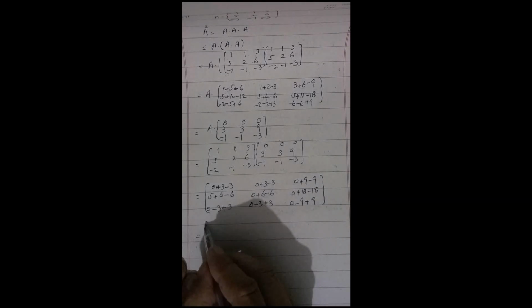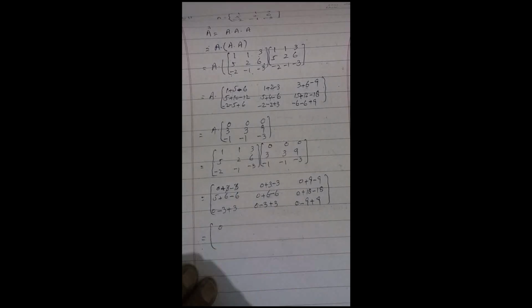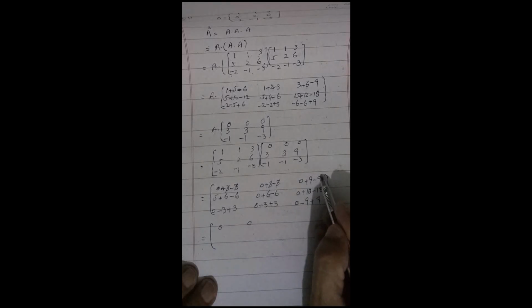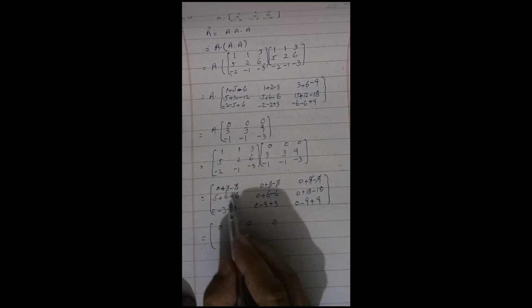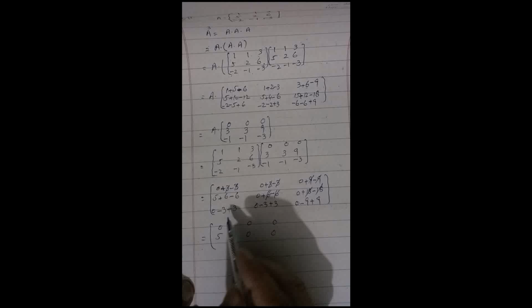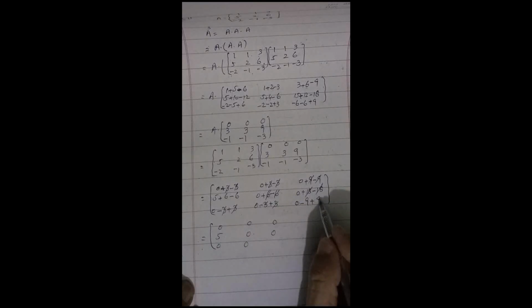Now simplify them. All the values cancel out and the total is 0. This 3 minus 3 is equal to 0 and it is 0. 9 minus 9, and it is 0. 5 plus 6 is 11. 11 minus 6 is equal to 5. Then 6 minus 6 is equal to 0 and the whole value is 0. 18 minus 18, the whole value is 0. 3 minus 3 is equal to 0. 3 minus 3 is equal to 0. And 9 minus 9 is equal to 0.